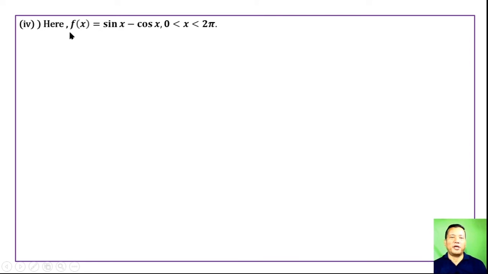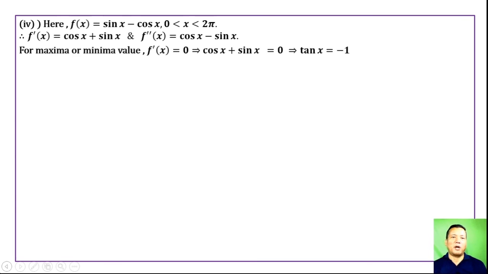For Roman number 4, here f of x is sin x minus cos x, x lying between 0 to twice pi. Let us find out first order derivative and second order derivative respectively. For maxima or minima value, f dash x equal to 0 gives cos x plus sin x equal to 0, gives tan x equal to minus 1. Solving, tan x equal to tan of 3 pi by 4 or tan of 7 pi by 4 gives x equal to 3 pi by 4, that is 135, and 7 pi by 4, that is 225 degree. These two angles lie between 0 to 360.